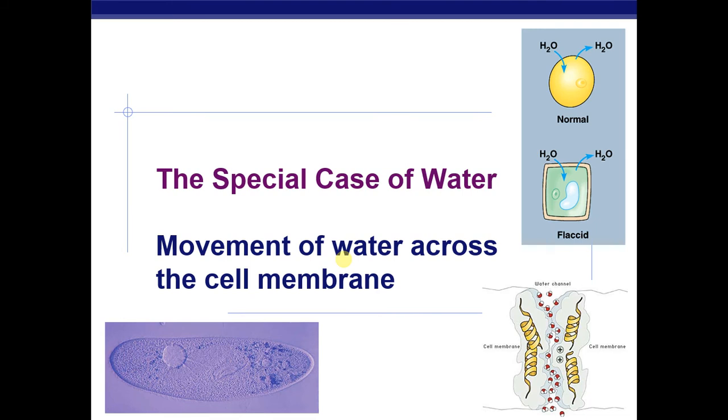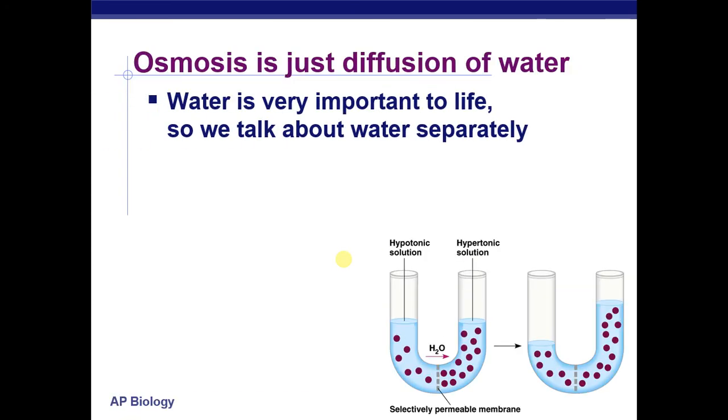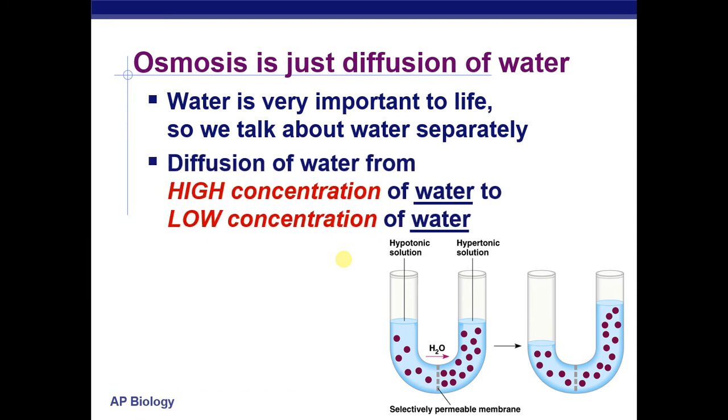So, the last thing I want to talk about is the special case of water, which, like we said, moves through diffusion across the plasma membrane. So osmosis is just the diffusion of water. Water is very important to life, so we talk about water separately. Diffusion of water still occurs from high concentration of water to low concentration of water. So osmosis, same with all the other types of diffusion, goes from high concentration of water to low concentration of water.